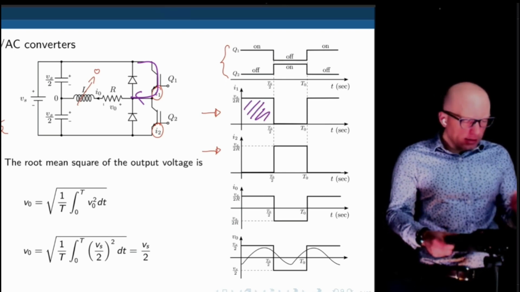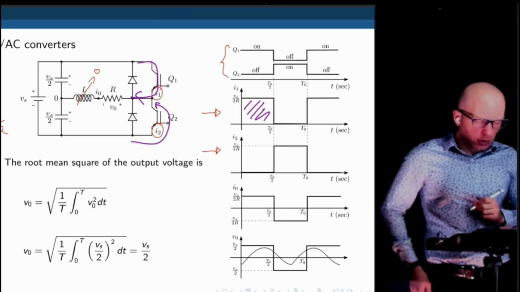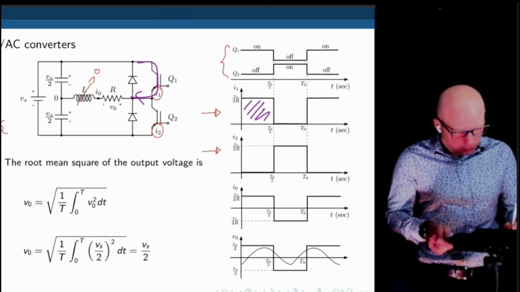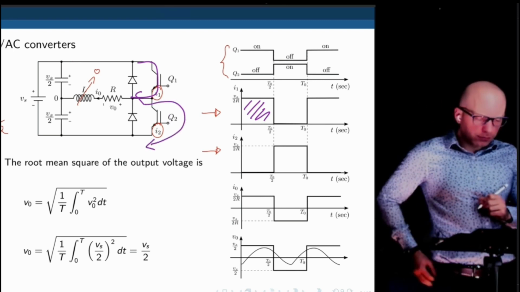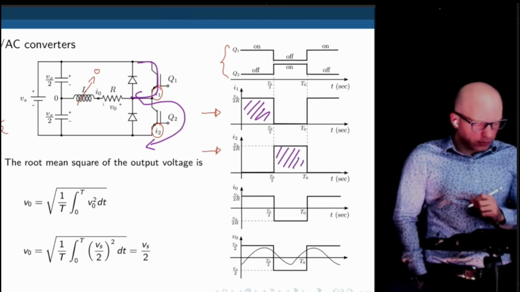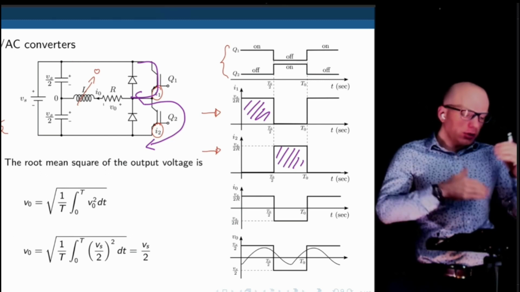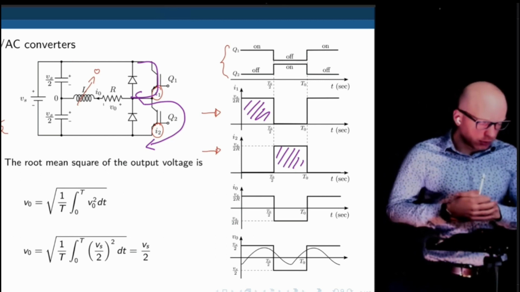and when we now switch to the transistor Q2, then current flows like that, and we have current flowing there, right? Whereas the other current is now 0. So we only have one transistor delivering current to the load at a given time.